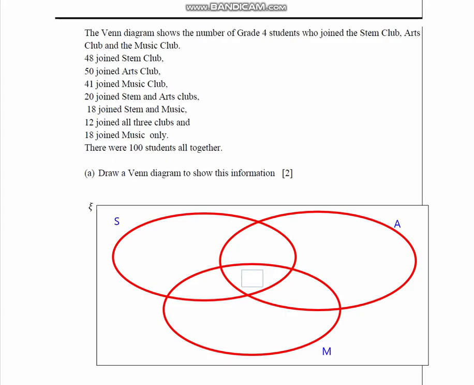Now let's just write, which color should I use for this one? Maybe this. Okay. It's 12. Nice one. Now let's check another one that we can put in directly. The other one that we can put in directly is this one, 18 for music only.